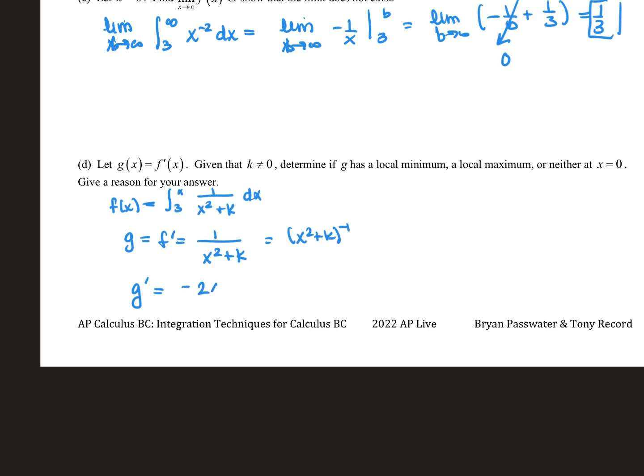-1, chain rule 2x, over x squared plus k, quantity squared. And if we're going to have a local max or min, it's going to have to be when this is equal to 0. So that means x, our critical point, would be 0. And you can see there that it does, in fact, change signs. It changes from a positive to a negative over x equals 0. So since it changes from increasing to decreasing around x equals 0, x equals 0 is going to be a local maximum.